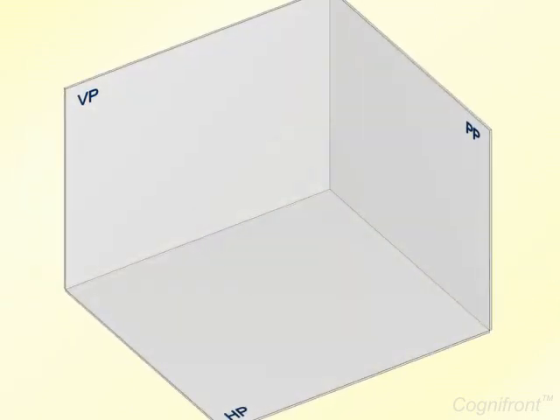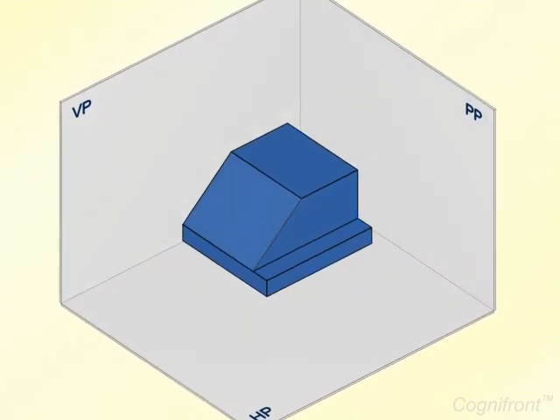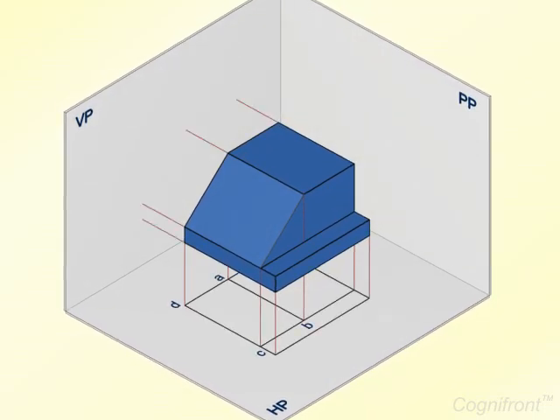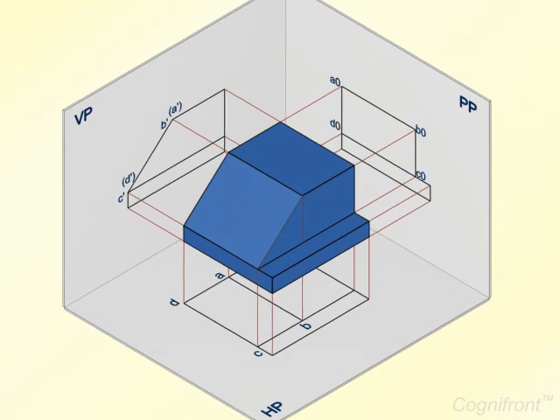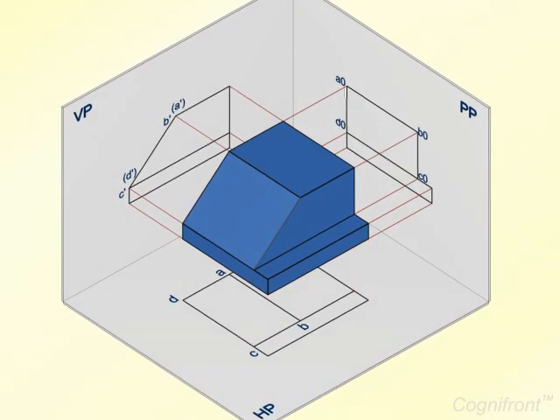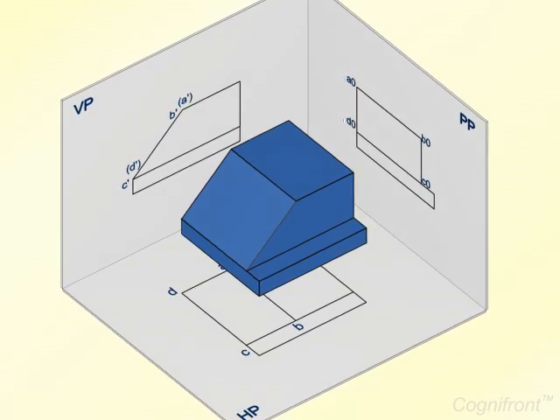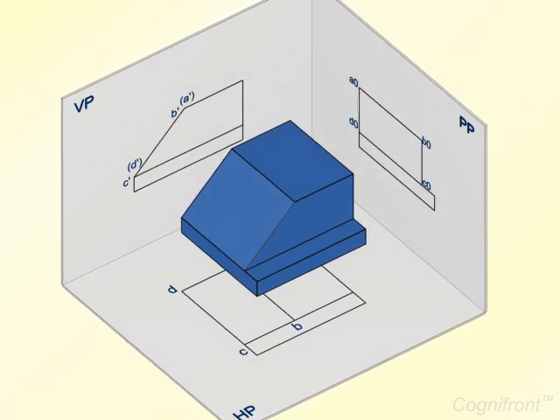First, we'll understand the need of an auxiliary view. For this, let's consider an example. Now look at the object which is placed in the first quadrant. The surfaces are projected onto the principal planes of projection. So these are the orthographic projections of the object.